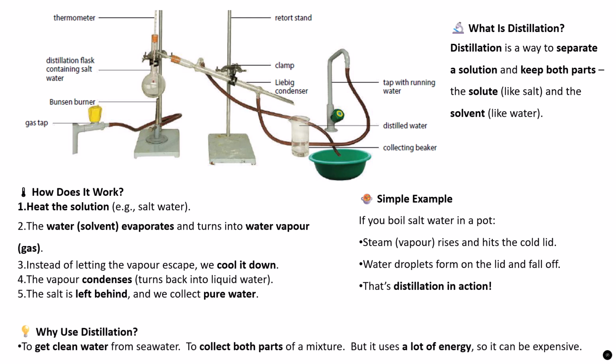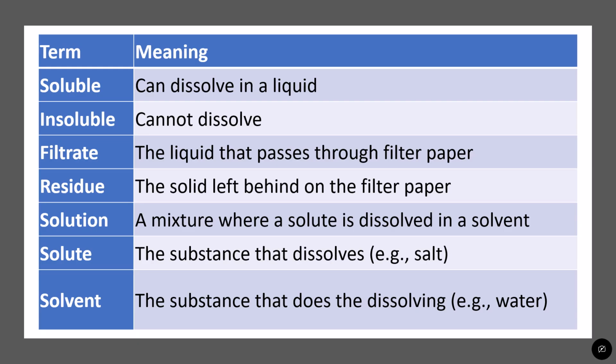Okay, so now why do we use distillation? Basically, it is to get clean water from seawater. So you collect both parts, the salt and the water. But the problem is that it is very expensive and it uses lots and lots of energy. So you, as a young scientist, you need to say, oh, we need to solve the water shortage on Earth. So I'm going to research distillation and try to find a method where it's not going to use so much energy. So these are the terms you need to know.